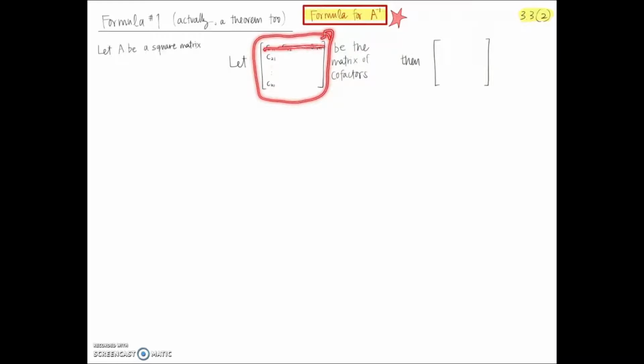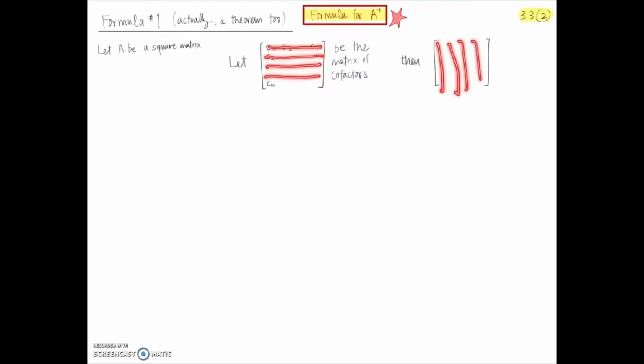So each of these rows is now going to become a column. Let me write it like this. Each of these rows is going to become a column here. This row will become a column here. So let's look at the transpose of this matrix of cofactors.